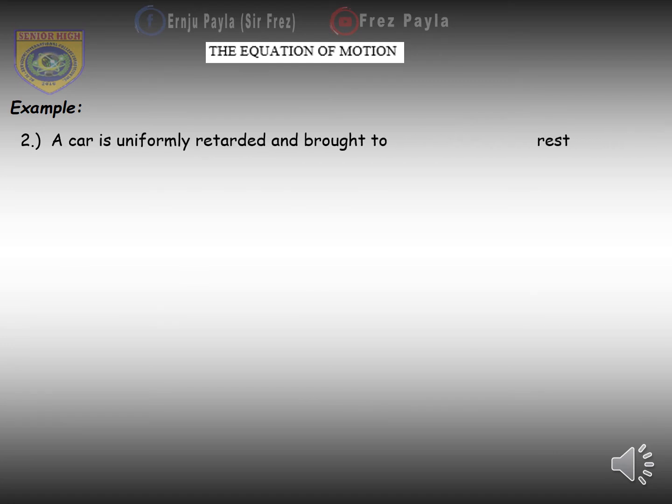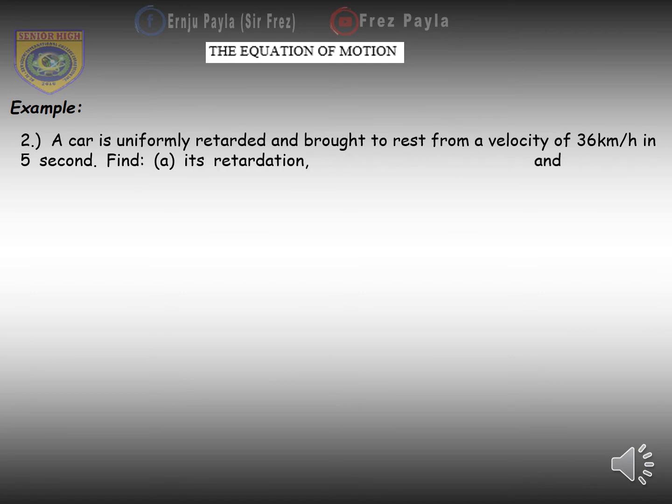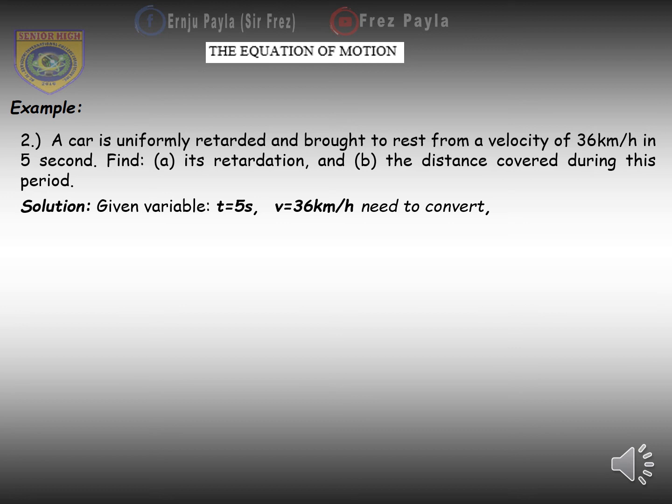So let's have another example. Number 2. A car is uniformly retarded and brought to rest from a velocity of 36 km per hour in 5 seconds. Find A, its retardation, and B, the distance covered during this period. Solution: the given variables are time, 5 seconds, and velocity, 36 km per hour. We need to convert this velocity. So letter A, find its retardation.